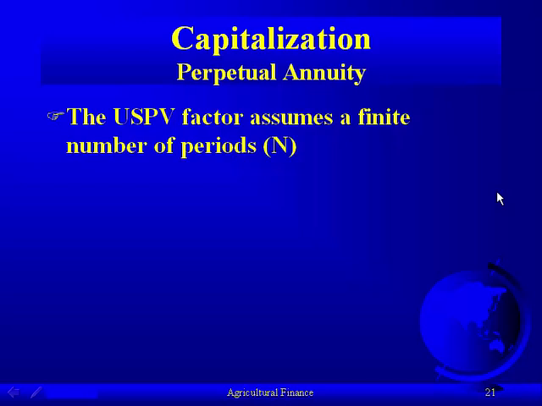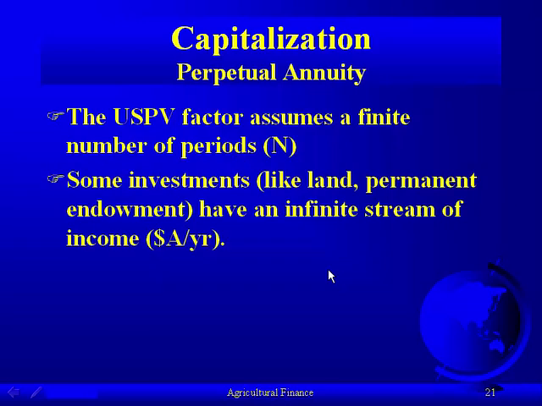The USPV, the Uniform Series Present Value Factor, assumes a finite number of periods, N. We just did it on the student loan, and there were 10 periods. It was finite. It was countable. We knew how many it was going to be. Some investments like land or others like a permanent endowment, like the A&M Permanent Endowment Fund, endowed oil wells, have an infinite stream of income of dollars per year. It goes on to perpetuity as long as we can imagine.